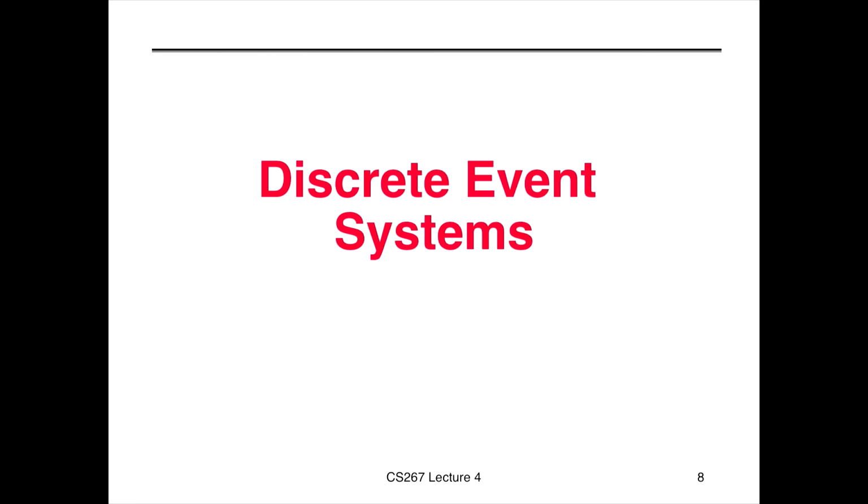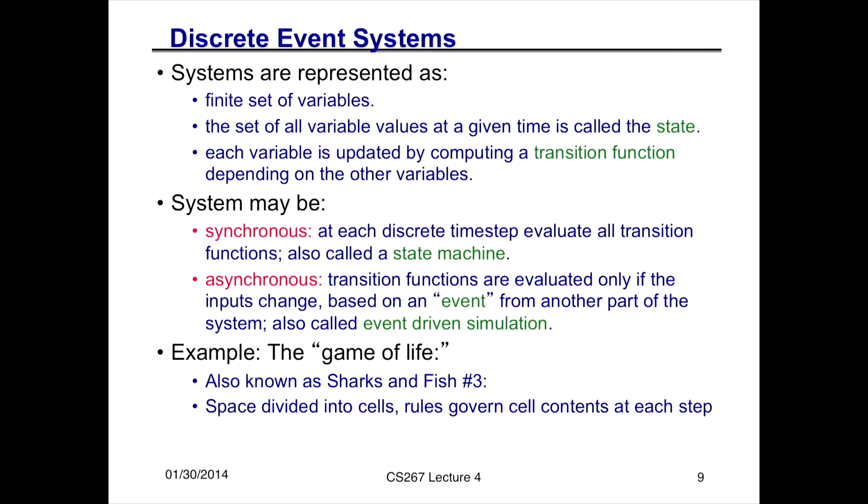So now we're going to go back to everything being discrete and talk about how to parallelize that. So how are these things represented? You have a finite set of variables because I have a discrete set. The set of all the values at any given time is called the state. So if you have a computer with a finite amount of memory, the variables are each value in the memory, and the state is the value stored there. That would be the simplest example.